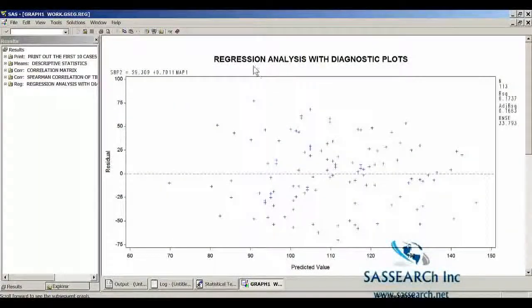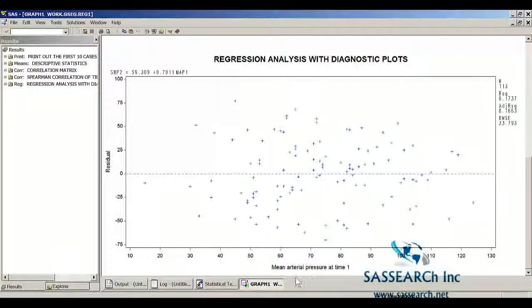So the graphs that were produced by PROC REG are going to check for the linearity and constant variance assumptions. Here we have the regression analysis diagnostic plots looking at the predicted value against the residual and then the mean arterial pressure at time 1 versus the residual. Either of these plots can be used to check the linearity and constant variance assumptions. In terms of equal variance, we're interested in whether the width of the point scatter is constant across values of our covariate. If we look here, it appears that the width of these points are constant. We don't see any kind of pattern here, so we could conclude that the equal variance assumption has been met.